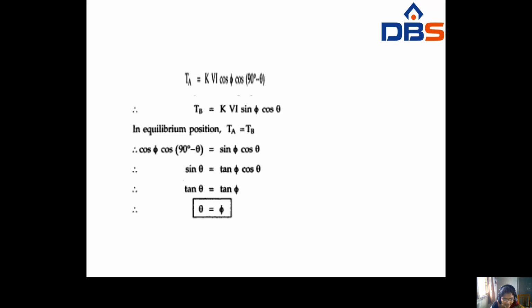Whenever you put cos phi on this side, sin phi by cos phi becomes tan phi, and putting cos theta on this side, sin theta by cos theta becomes tan theta. So tan theta is equal to tan phi, and therefore theta is equal to phi. So what does that mean? Whenever the pointer moves, the deflection of the pointer in degrees is equal to the power factor value. That is the representation.